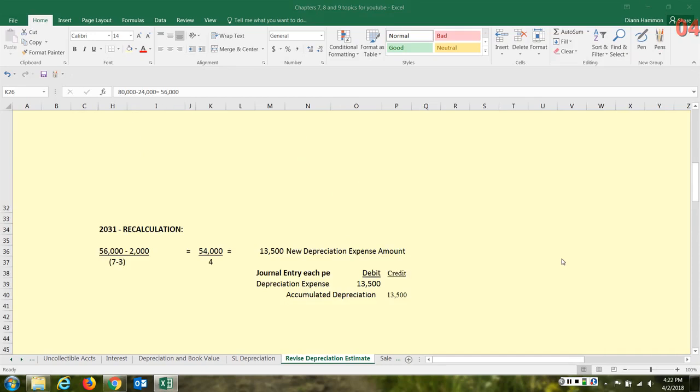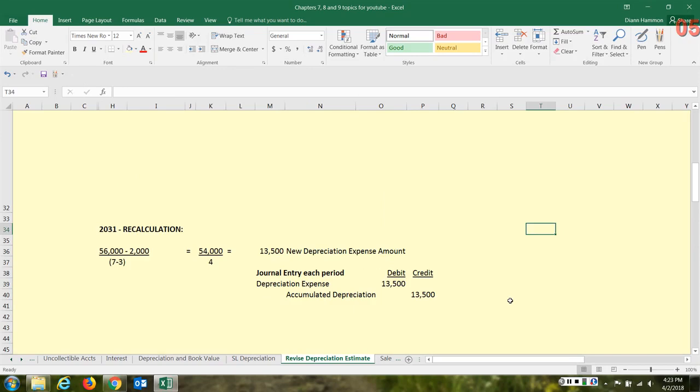And so here is the new calculation. $56,000 minus $2,000, which is the new salvage value or residual value. And then we want to divide it by a total of, we have a total life of 7 years. This is a re-estimation. And 3 years have already been taken, 28, 29, and 30. So we have only 4 years left to absorb the rest of this depreciation. So 54,000 divided by 4 is 13,500.